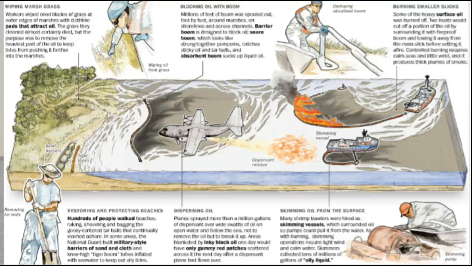So these are some of the techniques that they used to clean up the BP oil spill, and it included everything from literally wiping down the marsh grasses to burning the smaller oil slicks, blocking them with booms, using dispersants that were sprayed from airplanes in order to break them up, skimming the oil off the surface, literally with vacuums sometimes, and then having people walking along the beaches and raking up contaminated sand and things like that.